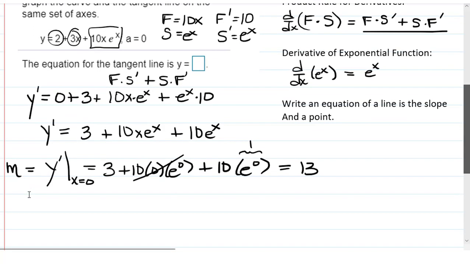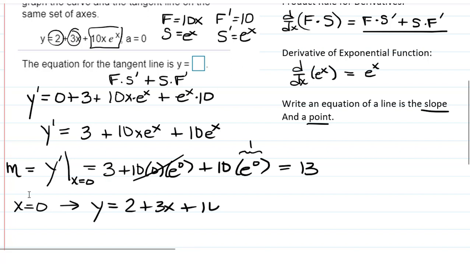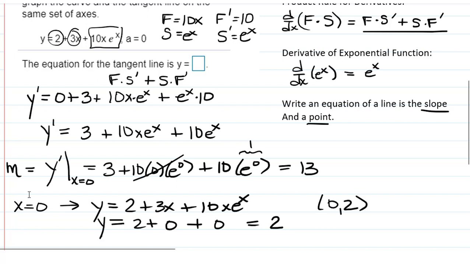Now, we said that in order to write the equation of a line, we need the slope and we need a point. We have our slope and we have the x value of our point. Let's find the y value by plugging into the original function. If I take x equals 0 and plug it into the function y equals 2 plus 3x plus 10x e to the x, this is not the derivative, it's the original function, then we would get y equals 2 plus 0 plus 0, or just 2. So our tangent line goes through the point (0, 2) and has a slope of 13.